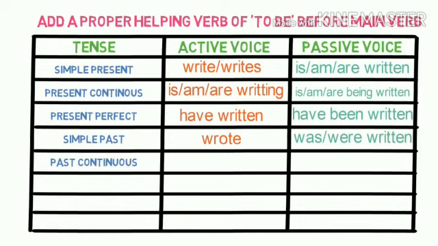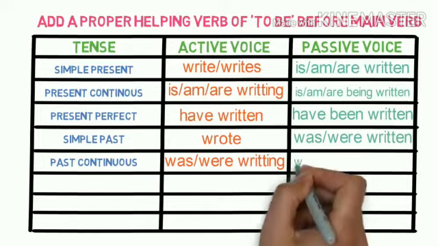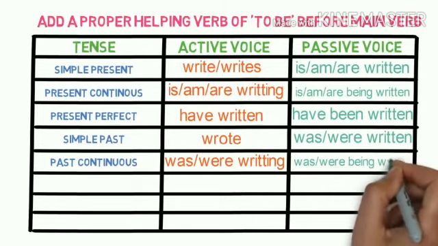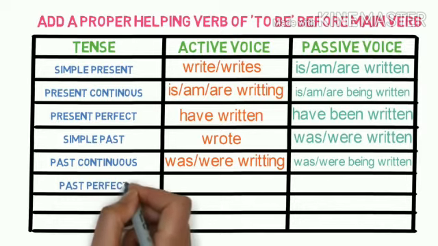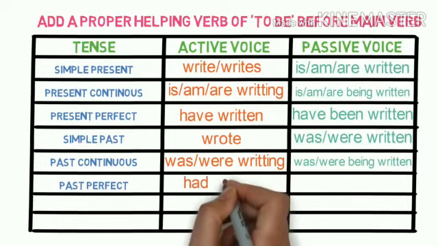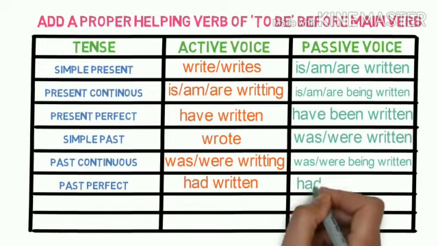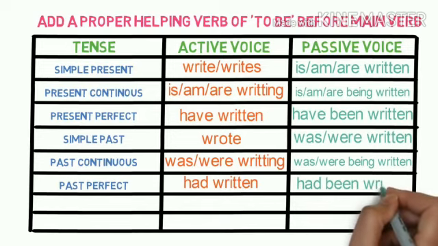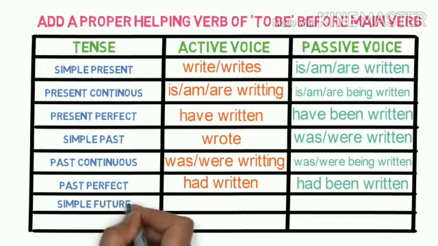Past continuous tense: for active voice we will be using was or were plus writing, whereas in passive voice we will be using was or were plus being plus written. That is, written is the V3 form of the verb. For past perfect tense, we will be writing had written for active voice. When we change it into passive, we have to use had been plus written. That is the V3 form of the verb.